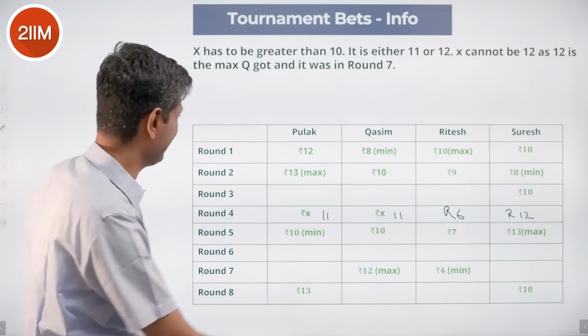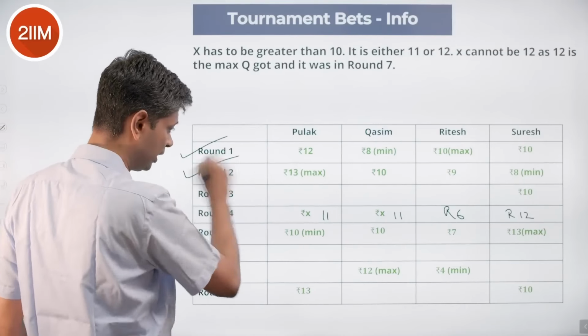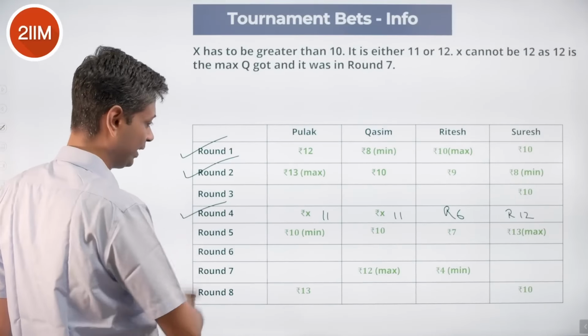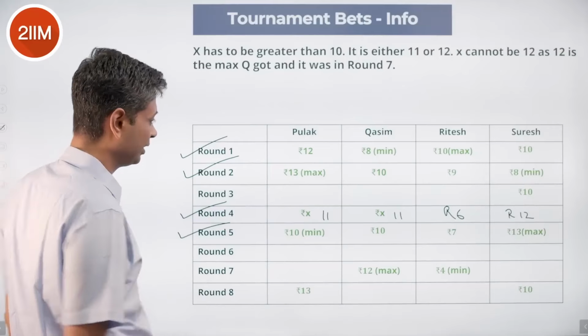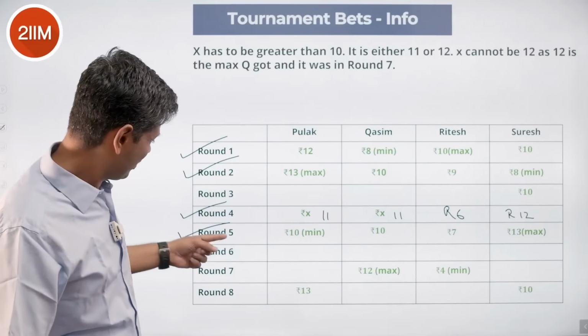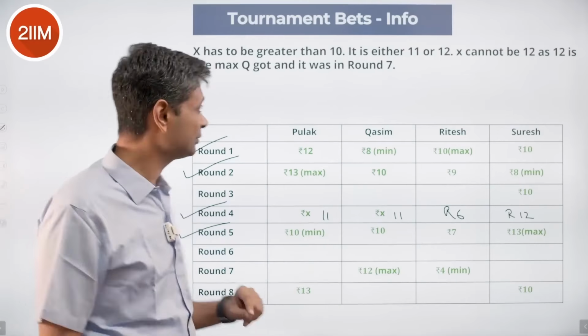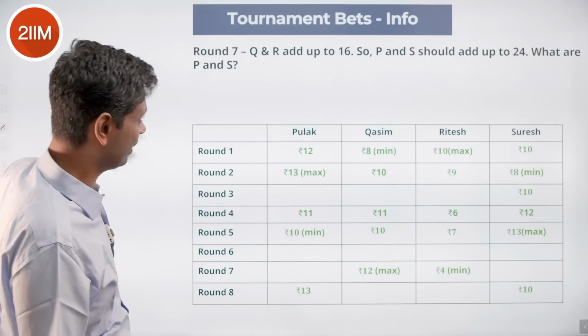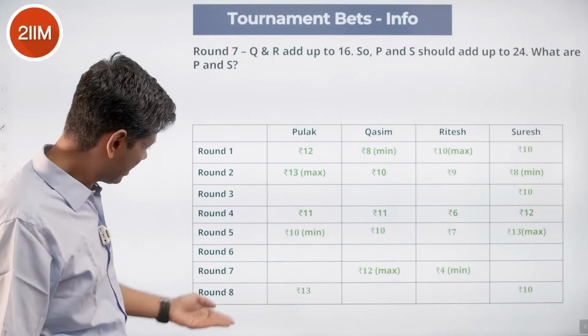Nice. So we've got round 1 completely done, round 2 completely done, round 4 completely done, round 5 completely done. Round 3 we need to figure out something. Round 6, 7, 8 we need to figure out. Nice. Let's go to round 7, because we can come from here.